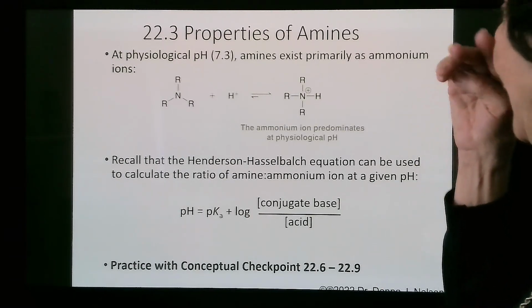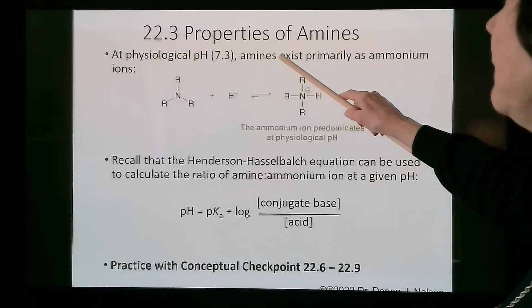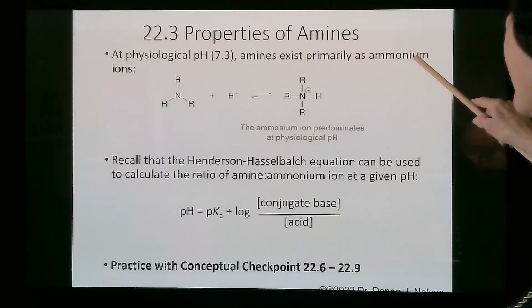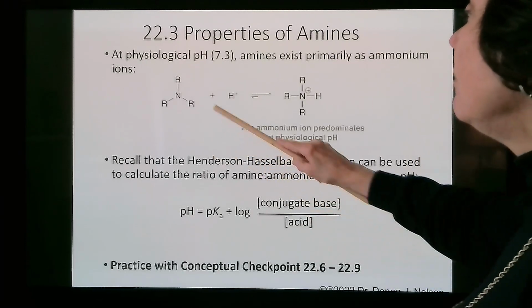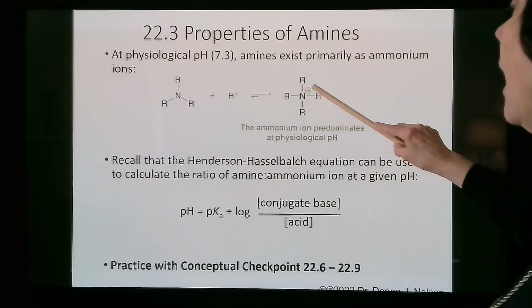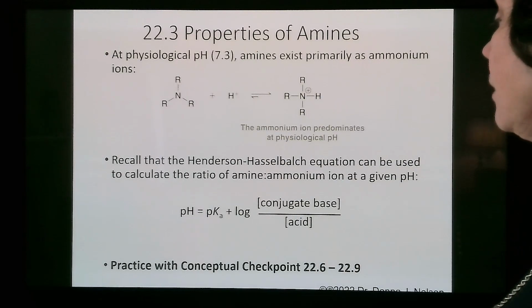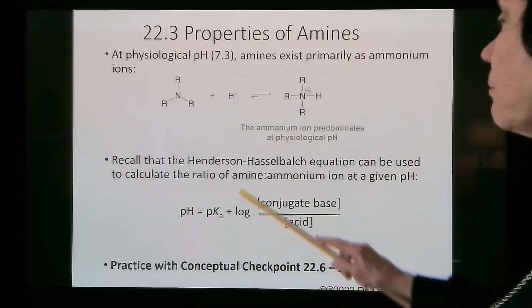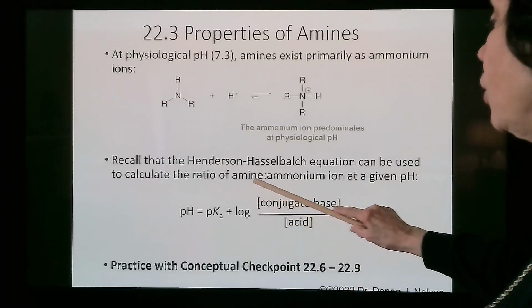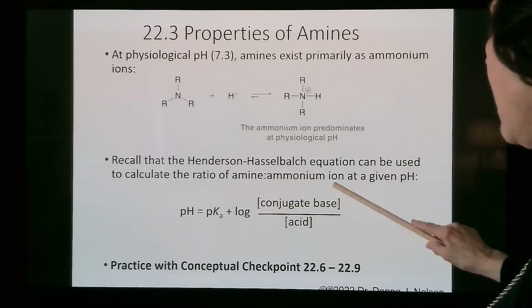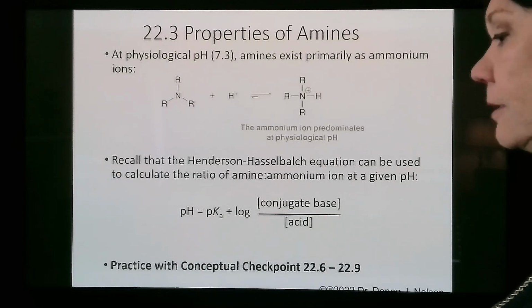At physiological pH 7.3, amines exist primarily as ammonium ions. So at 7.3, the nitrogen has picked up a proton and becomes the ammonium ion. You can remember the Henderson-Hasselbalch equation can be used to calculate the ratio of amine to ammonium ion at a given pH.